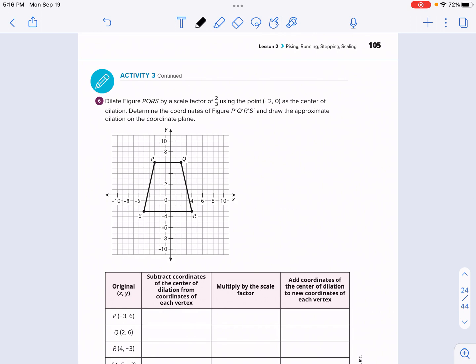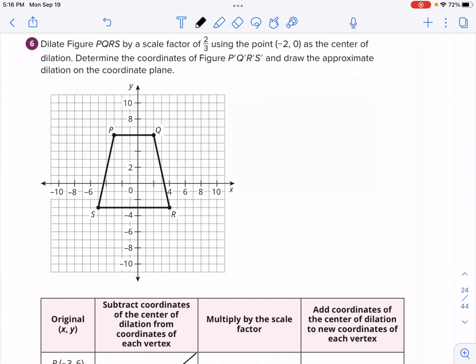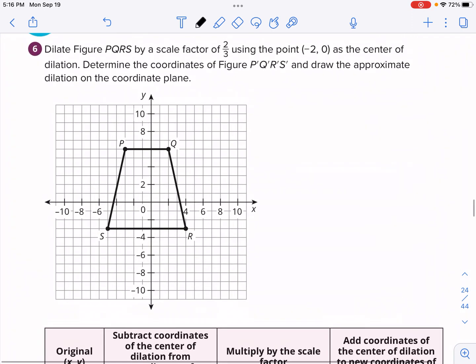And we're going to reduce this by, should we keep this? Let's use 2/3. Let's go and cross off these 2 columns. Dilate this figure using a factor of 2/3. And we're going to use the point of -2, 0 as the center of dilation. So we got to figure out where -2, 0 is. From the origin, we go 2 left and 0 up and down.